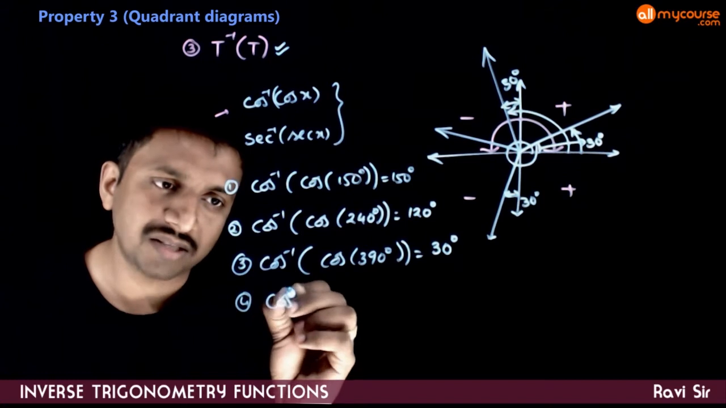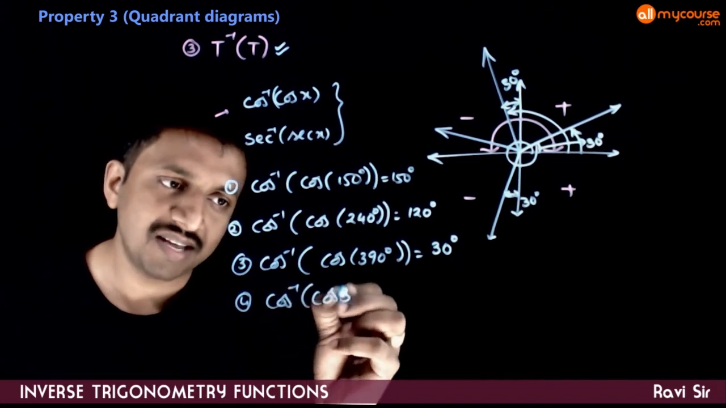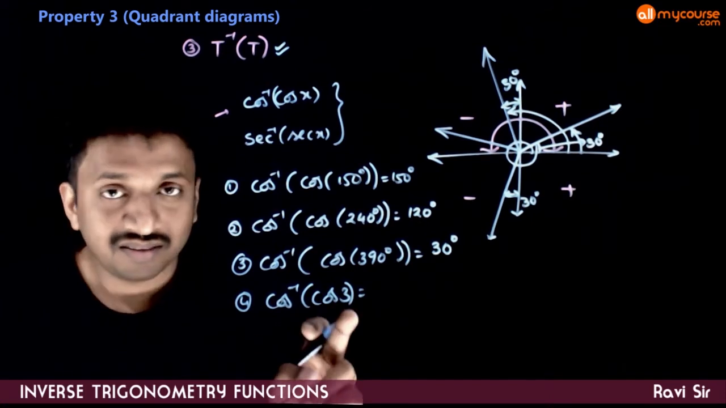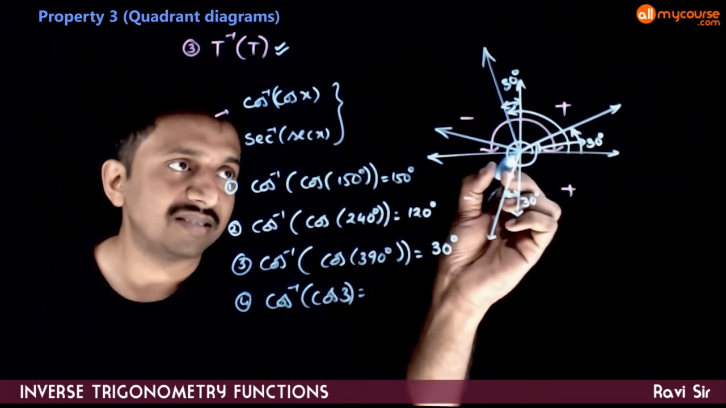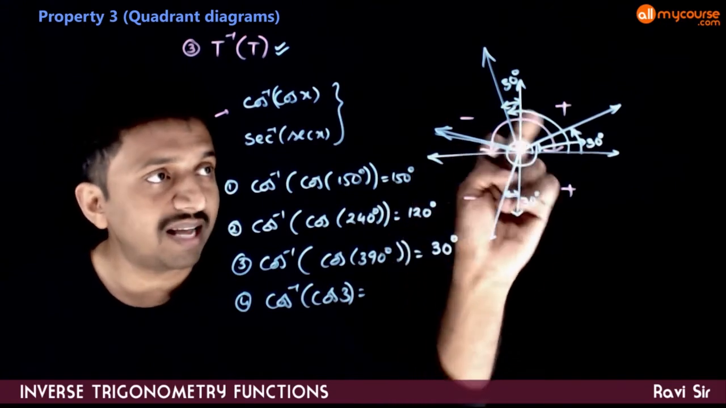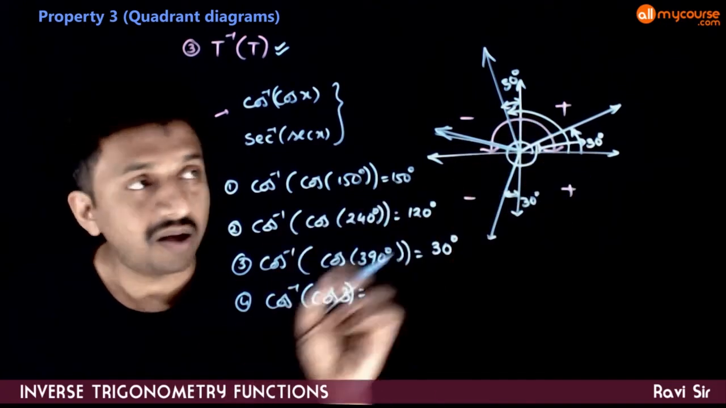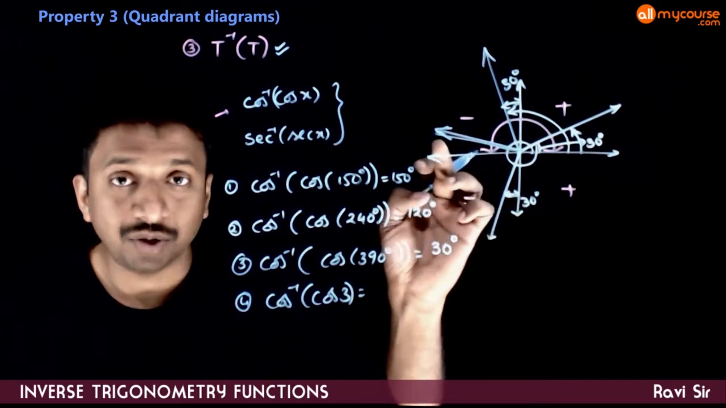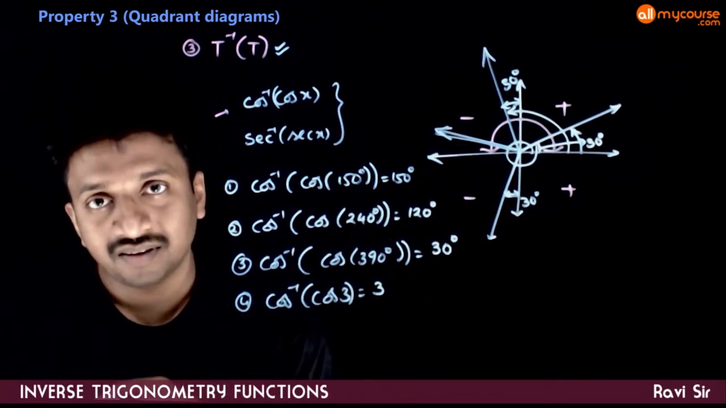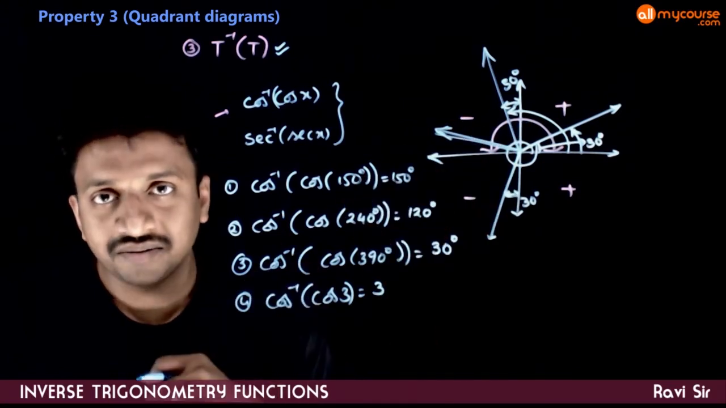So, what is cos inverse of cos 3? As we have seen in the previous example, 3 radians lies in the second quadrant. But this time the second quadrant lies in the range of cos inverse, hence you don't need to do anything. So 3 is the answer. Don't need to reflect it or anything.